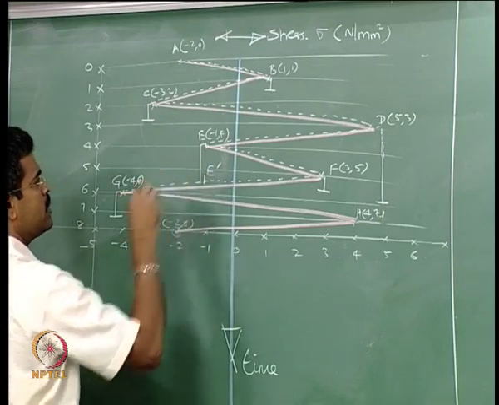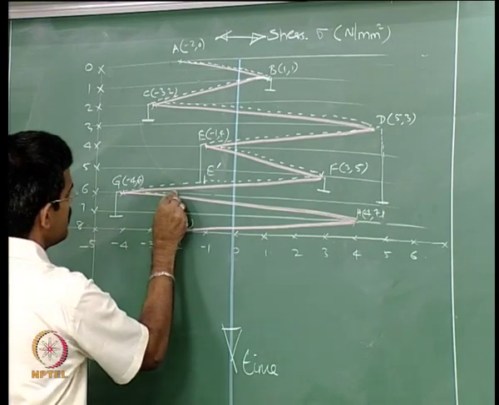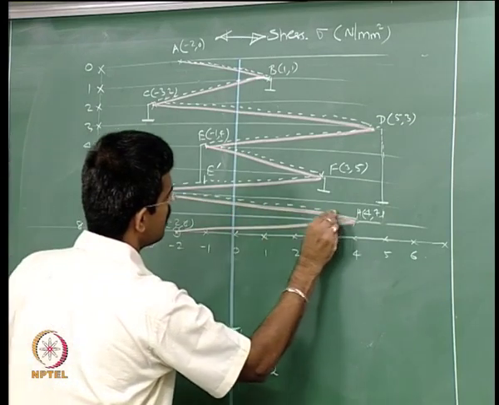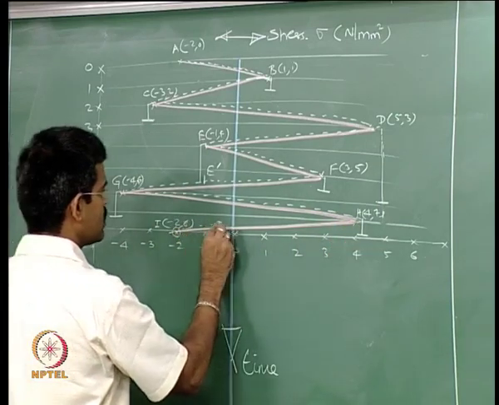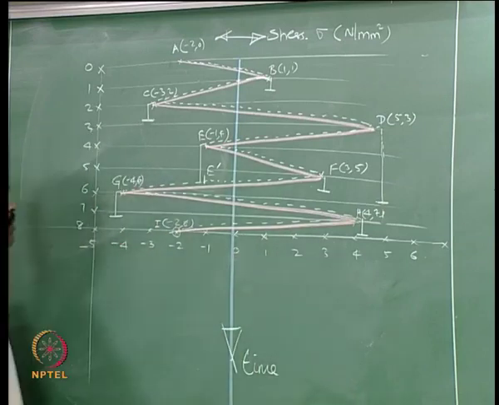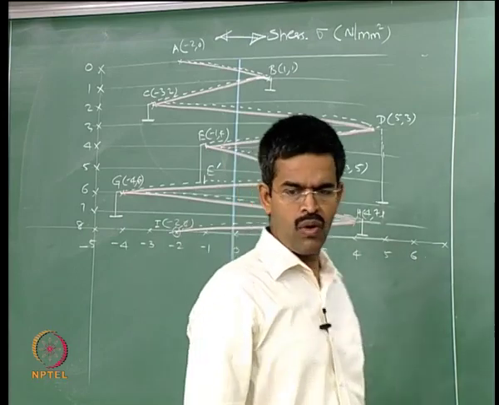I call this E dash, and from G it comes forward and ends here, and of course from H it comes to I and ends here. There are some rules which we must follow.